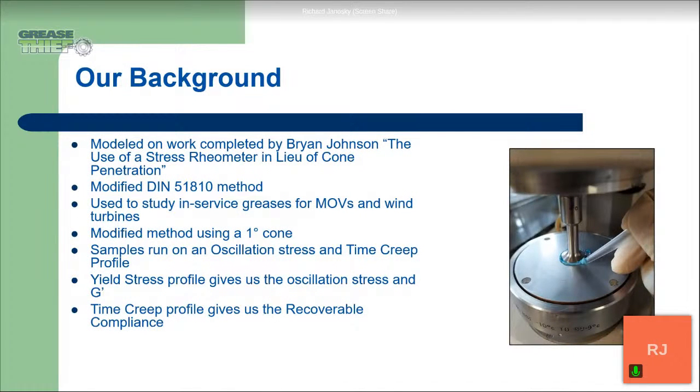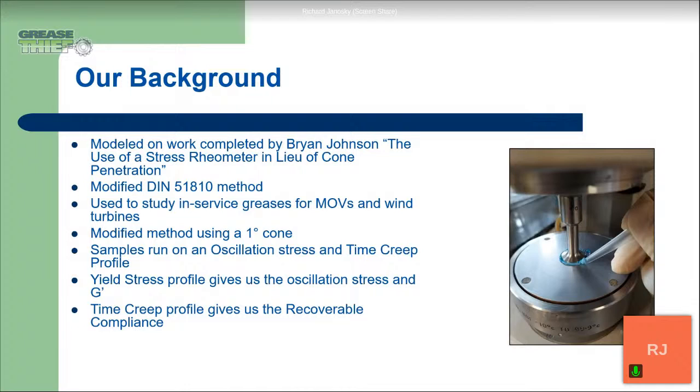Some of the background on our rheology method at MRG. We've modeled this on work completed by Brian Johnson. The paper is titled "The Use of Stress Rheometer in Lieu of Cone Penetration." It's modified from DIN method 51810, and we use that to study in-service greases for MOVs and wind turbines.